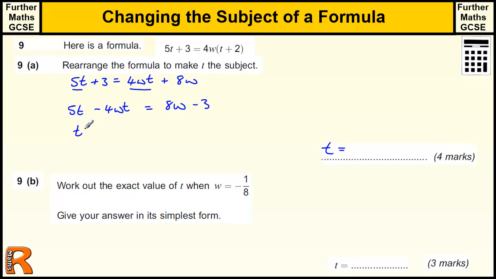If I take the t out, put a bracket in, what I'm left with is a 5, because t times 5 is 5t, and minus 4w, because t times minus 4w is minus 4wt. So I get that, and then I can just divide by this whole bracket to leave t on its own. So I divide by that bracket to get 8w minus 3 all over 5 minus 4w.